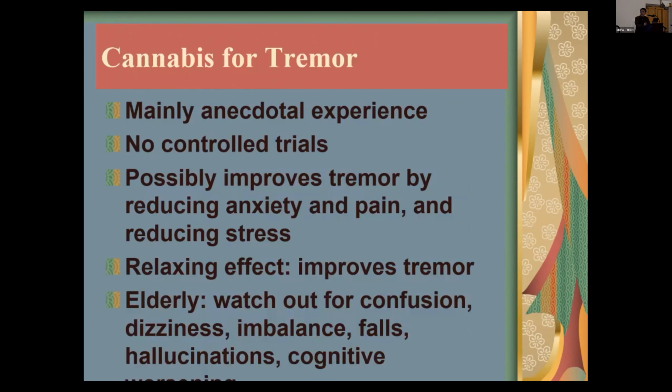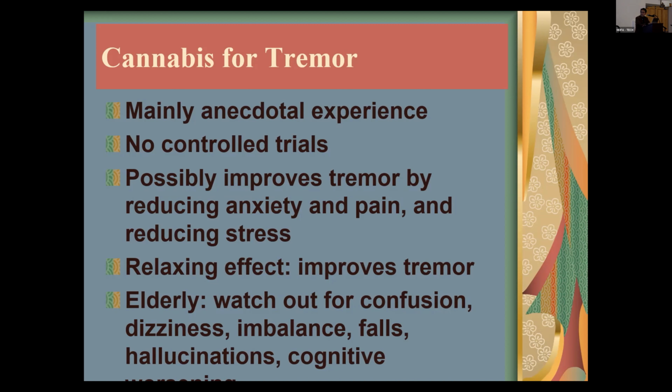And then what about cannabis? Do we advocate the use of cannabis for tremor? Well, there's lots of anecdotal experience of its efficacy for tremors, whether it be Parkinson's tremor, MS tremor, dystonic tremor, or even essential tremor. But there are no controlled trials, though. And so I think it works indirectly in the sense that it relaxes patients. I really don't think it has a direct anti-tremor effect.